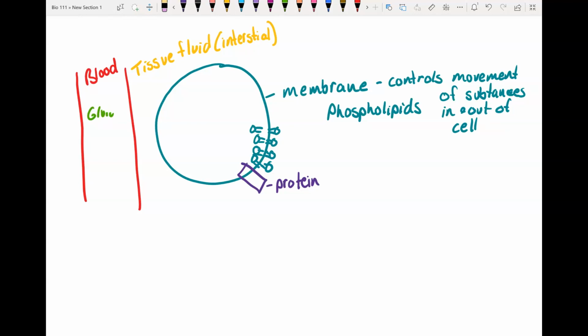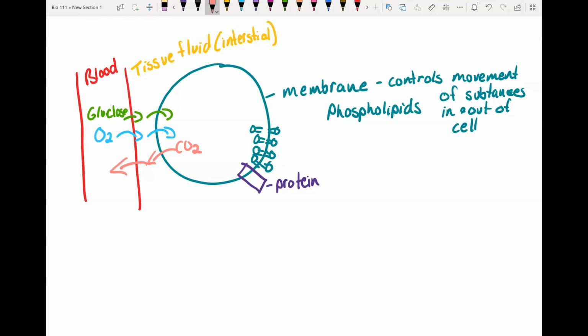That glucose then has to move from your blood into your tissue fluid, and from your tissue fluid into your cell. You breathe, you get oxygen into your blood. The oxygen moves from your blood to your tissue fluid to your cell. Your cells are making carbon dioxide as a waste product. That carbon dioxide moves from your cell to your tissue fluid into your blood. So stuff is constantly moving back and forth, and the membrane plays an important role in what gets in and out of the cell.